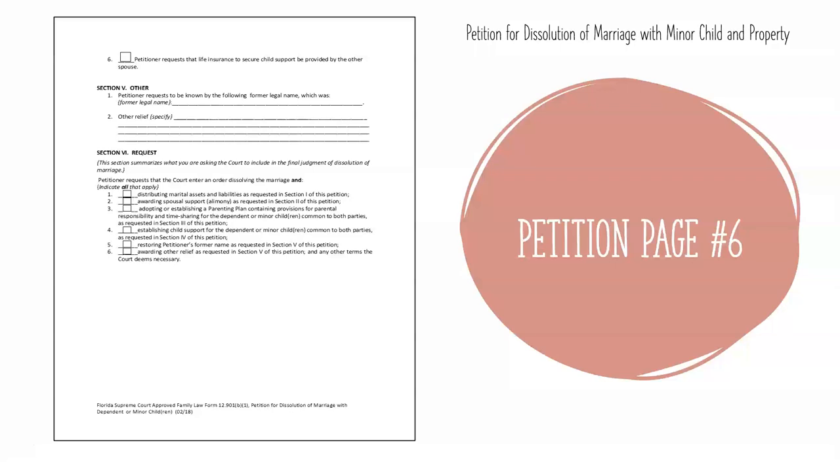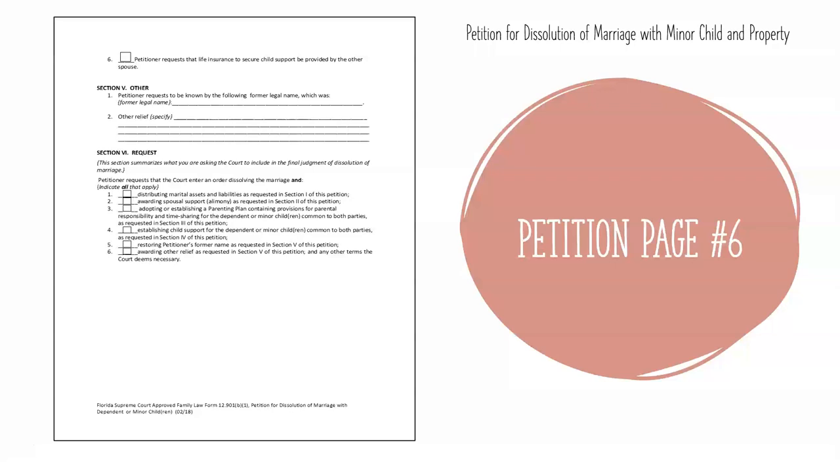Section 5. Other requests. If the wife is the petitioner or respondent and wishes to resume her former name, list it in this section. Use paragraph 2 to detail any additional relief you are requesting. Section 6. Request. Summarize your request for the dissolution of marriage by checking the appropriate boxes. Boxes 1, 3, 4, 5, and 6 are typically selected.